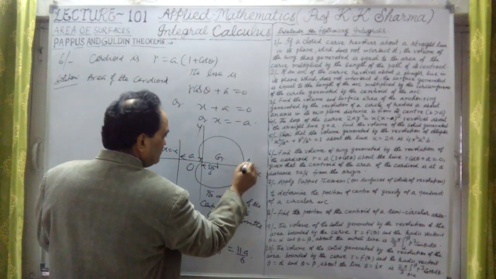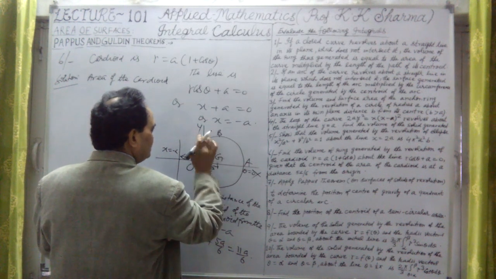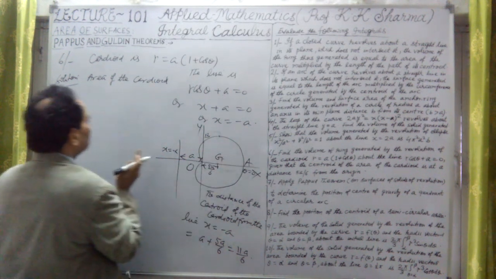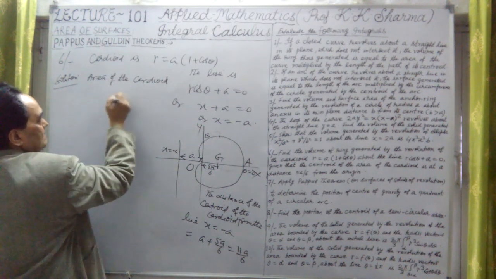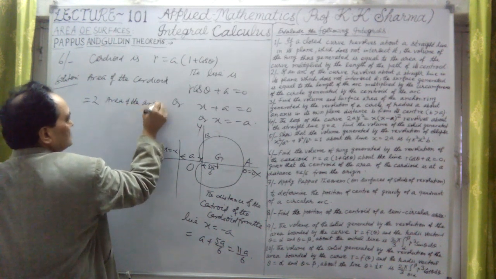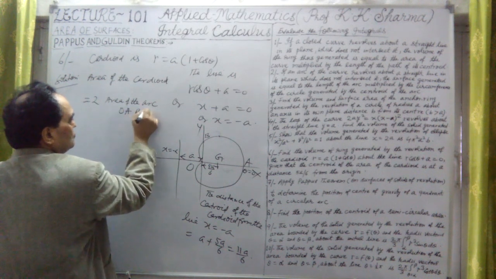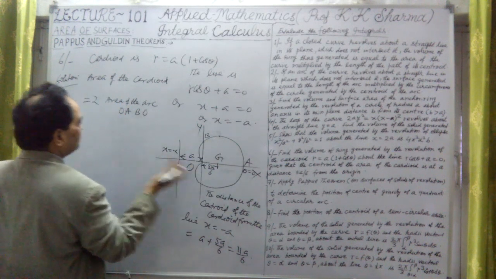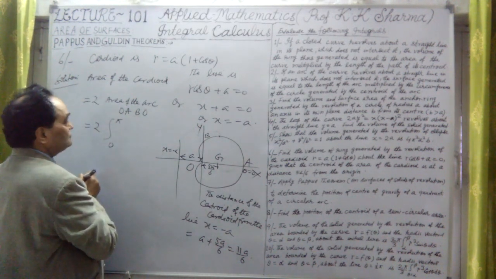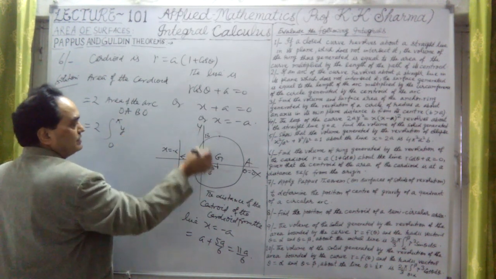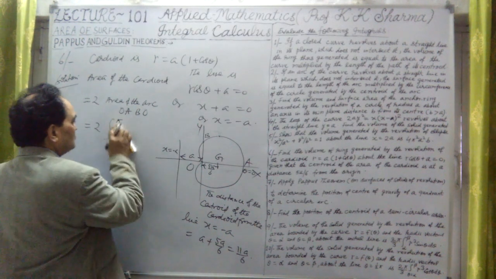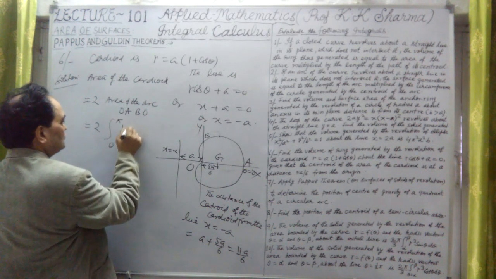If I take O, this is point A here, and let me take this point B here, it doesn't matter. So the total area is twice the area of this arc. Area of the cardioid is equal to 2 into the area of the arc OABO, twice of that. It will give us twice into the integral with limits 0 to pi of half r square d theta.